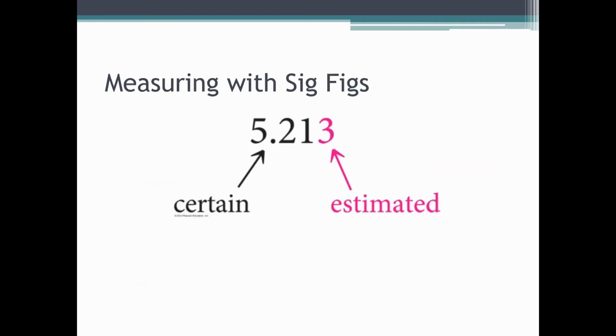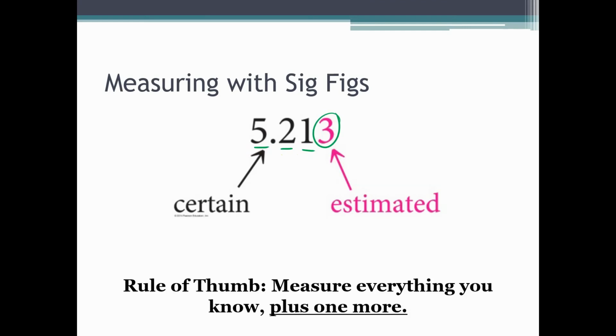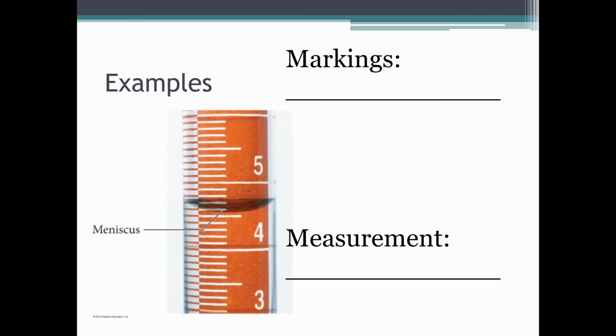So what this looks like just in general, any number, when you are measuring with sig figs, your answer will be every digit that you know for certain, and then one that you have estimated. The last digit in any number is an estimation. So your rule of thumb, the one to record into your brain, is measure everything you know plus one more. Look at every tick mark you are given, record everything you know for sure, and then add one more on at the end. That's an approximation. Let's look at some examples of this.